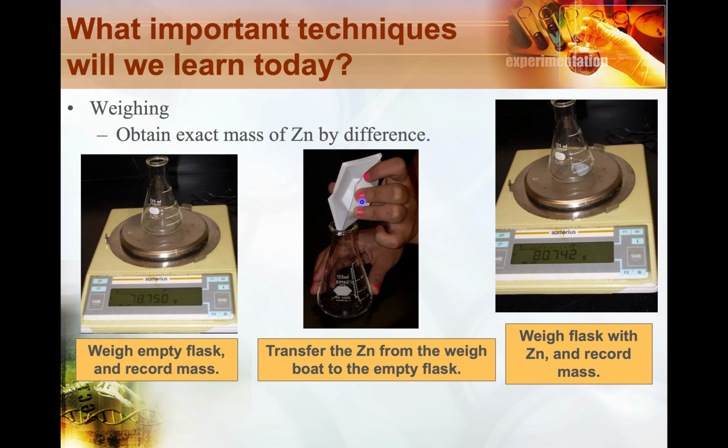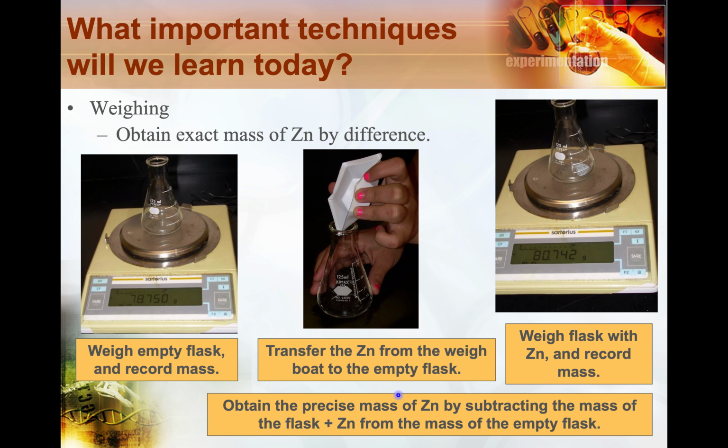The important thing is that you then return the flask with the zinc to the balance, and you'll record that mass, again, recording every single digit. And this is how you get the exact mass of zinc that will be in the reaction, because this is your reaction vessel. Determining the mass before and after your addition is the most accurate way that you'll find out how much zinc is in your reaction.